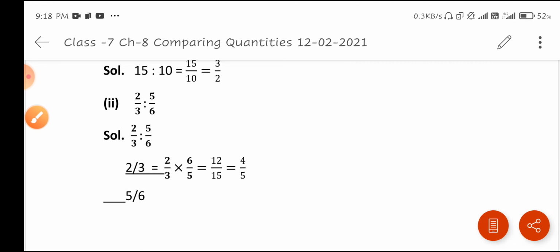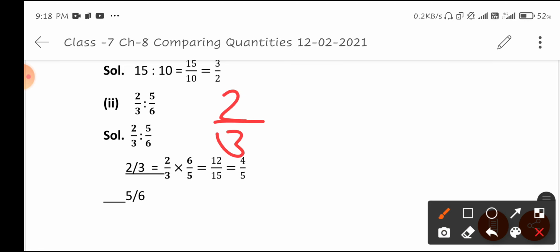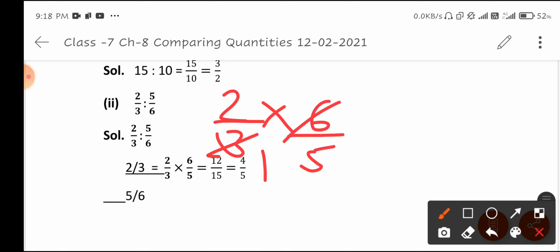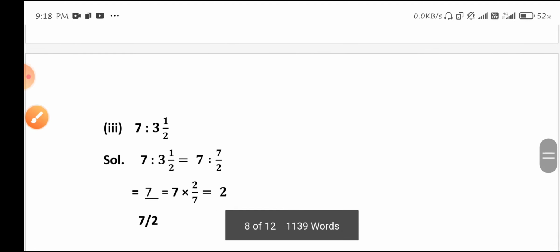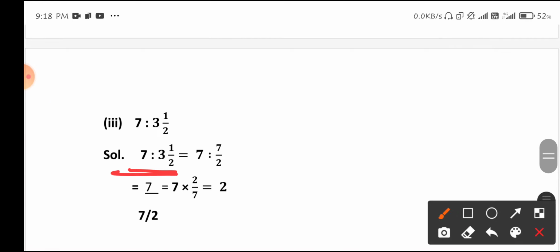Same here, it is given that 2 by 3 divide 5 by 6, so we can write 6 upon 5. 3 1s are 3, 3 2s are 6. So 2 multiplication 2, 4 upon 5, which can be written as 4 ratio 5, and this is the lowest term. Same third one 7 3 by 2. So 3 2s are 6, means 7 by 2. So 7 division 7 by 2.